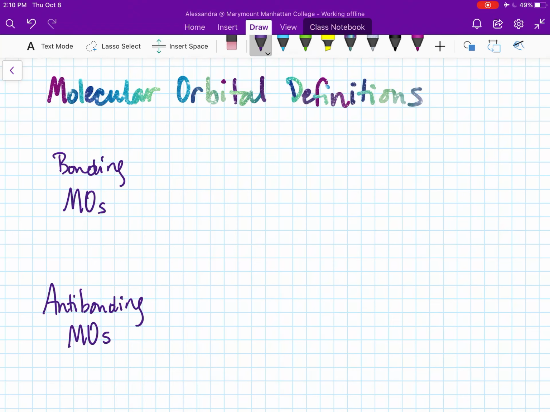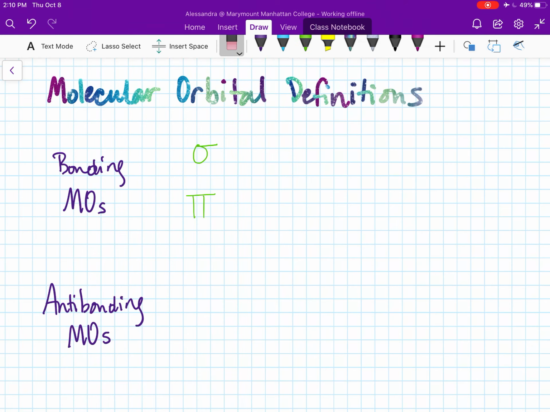So let's define some different types of molecular orbitals. We have two categories, bonding molecular orbitals and anti-bonding molecular orbitals. And within each of those categories, we have both sigma and pi type of interactions.